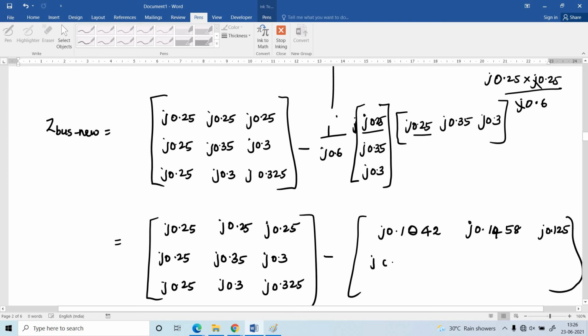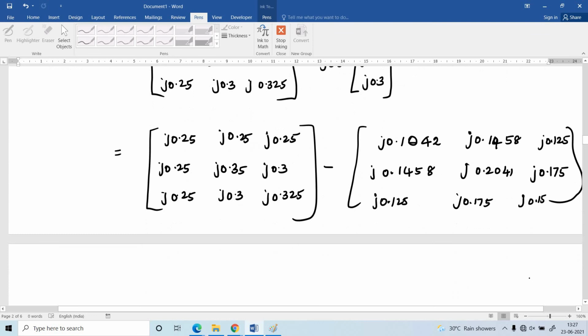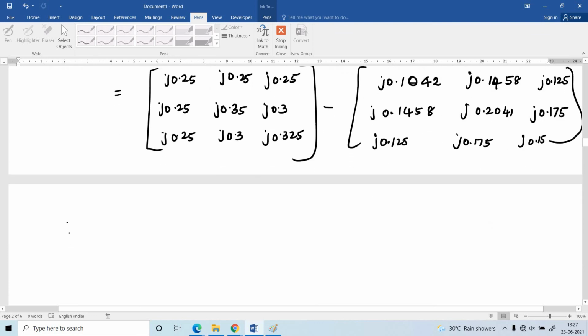Next j0.1458, j0.2041, j0.175. Next element j0.125, then j0.175, j0.15. This is the value obtained. After finishing this, subtract and find out the final answer.